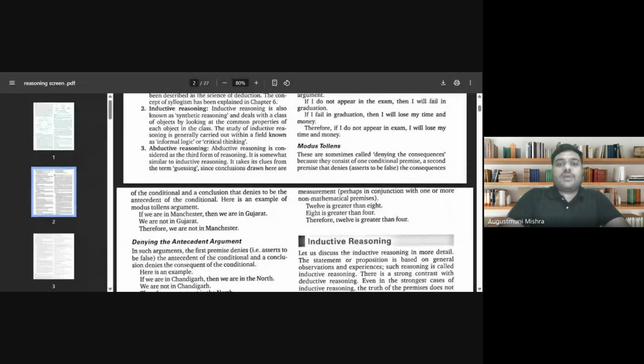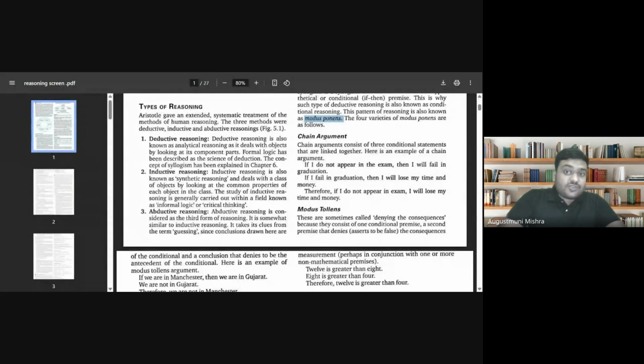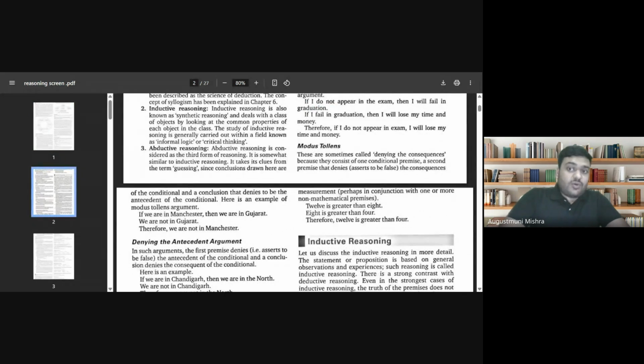Now there is another one, that is modus tollens. It is sometimes called denying the consequent, because it consists of one conditional premise. Everything was clear in the previous chain argument, but in modus tollens, there is a conditional premise and a second premise that denies. An example: if we are in Manchester, then we are in Gujarat. We are not in Gujarat. See, the second statement is denying. Therefore, we are not in Manchester. When we solve the questions, you will definitely understand. Right now we have to understand the concepts, because NTA does not ask this kind of question directly, but at least we should understand the basic concepts.